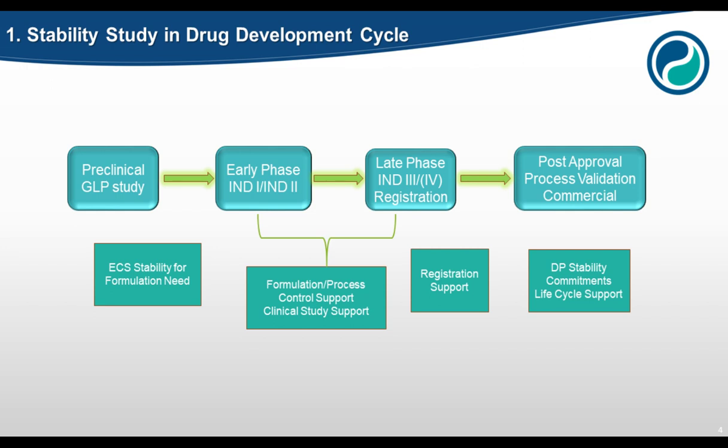Okay, this slide shows the flow chart of drug product development. Stability study is an important and integral part of the drug product development cycle. For the preclinical stage, normally we conduct an excipients compatibility study to understand the general stability nature of the API with the excipients, and we understand which excipients we should hang on with and which we have to stay away from for our future formulations.